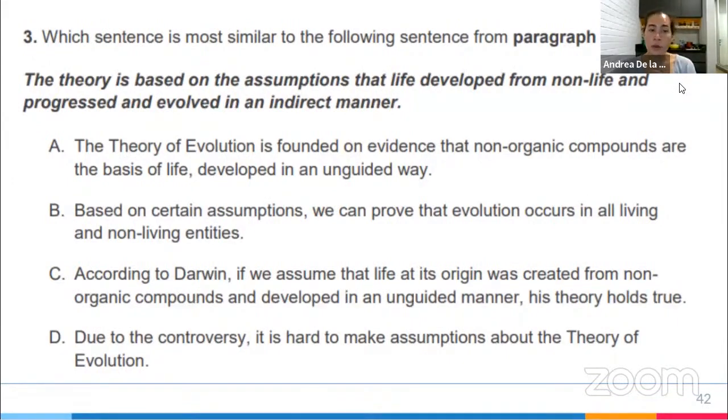But before that, we have the question, and it says, which sentence, A, B, C, or D, is most similar to the following sentence from paragraph 1? And the sentence is what Evelyn read. The theory is based on the assumptions that life developed from non-life and progressed and evolved in an indirect manner. So I'm gonna give you guys a few seconds to read the options and tell me which one you would choose as the best or the closest one to the original sentence. Okay, guys, take a moment to read.